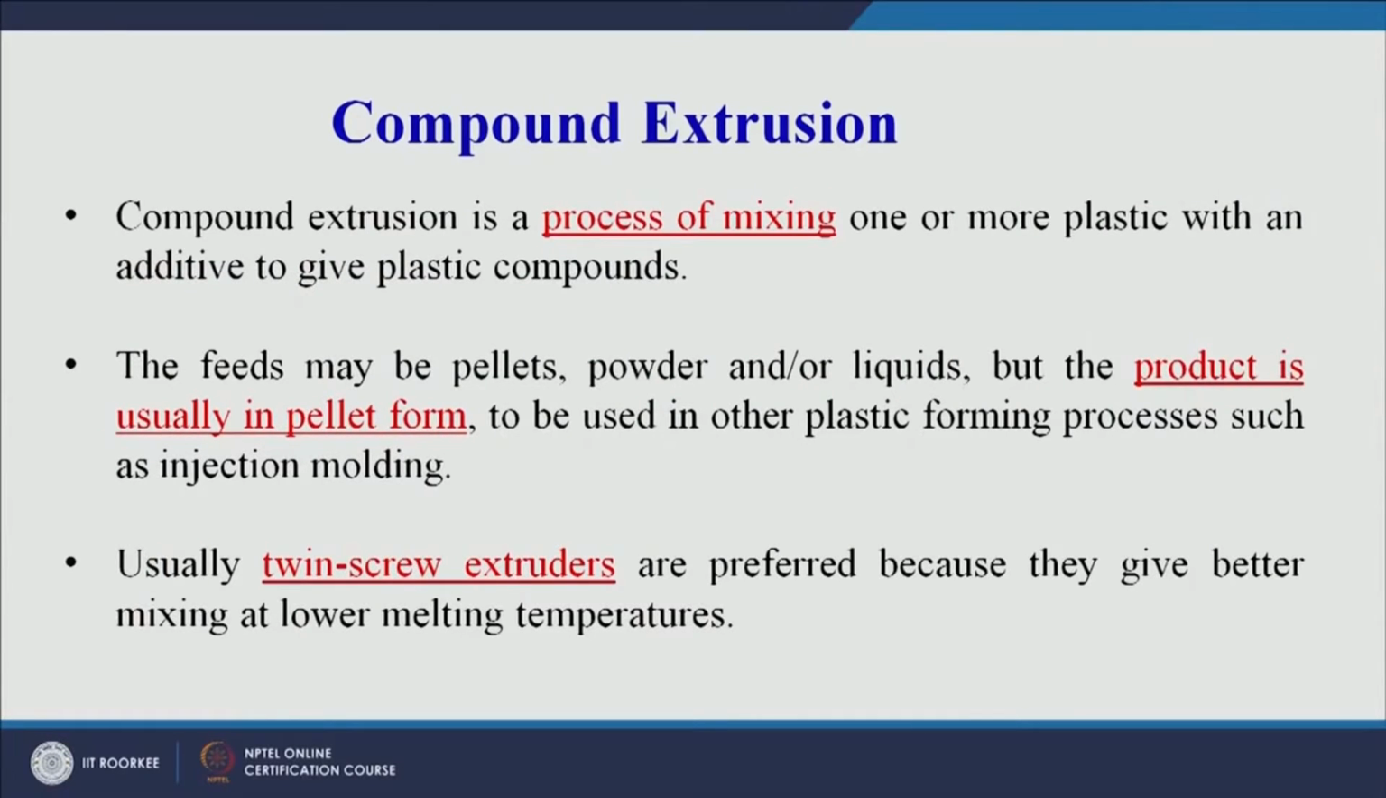Let us now see compound extrusion. Here single screw extruders and double screw or twin screw extruders are used for the process of compound extrusion. Now compound extrusion is a process of mixing one or more plastics with an additive to give a plastic compound. Suppose we want to mix polyethylene and polypropylene.